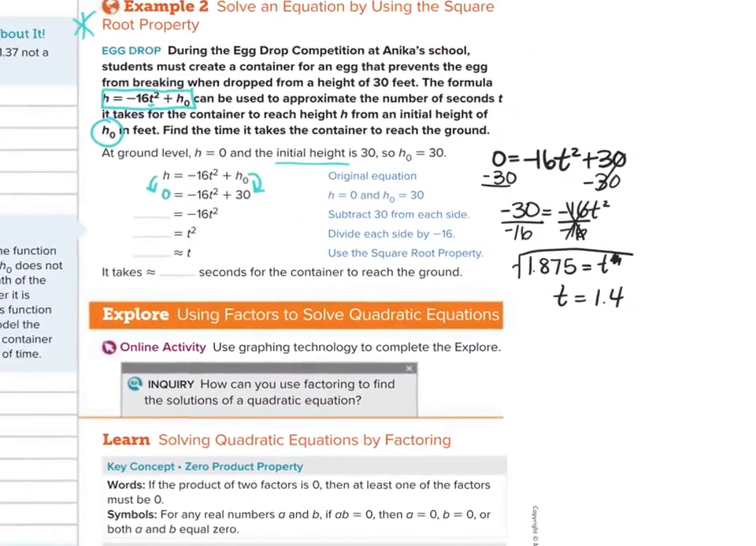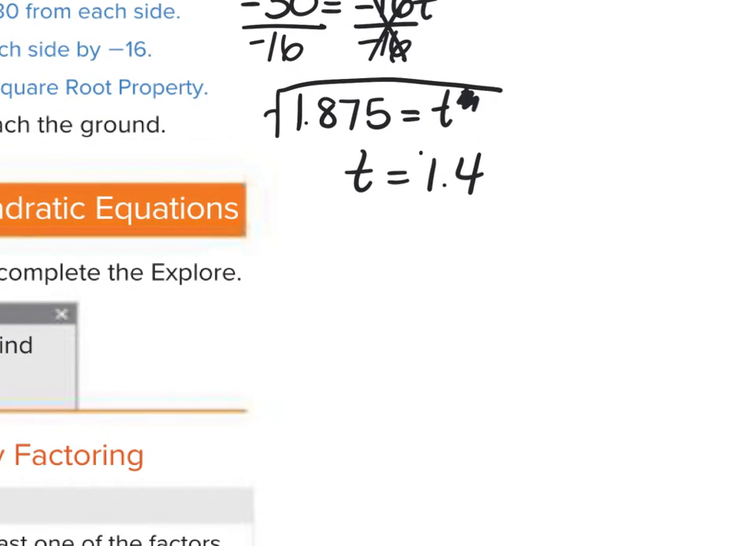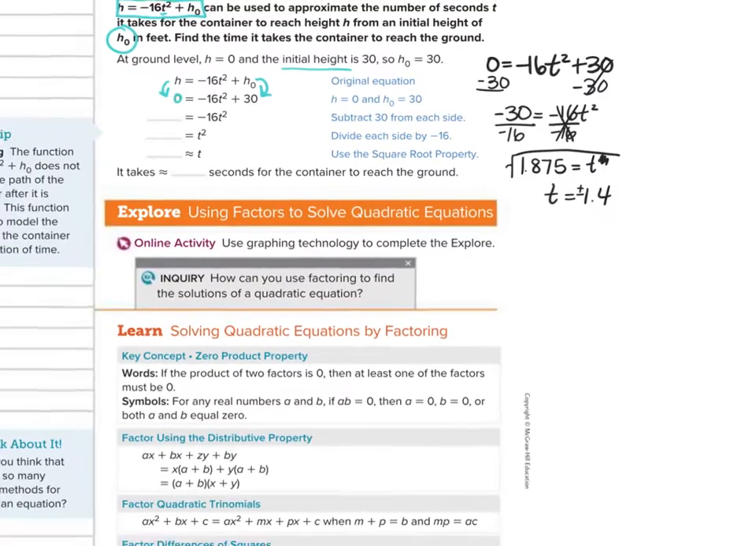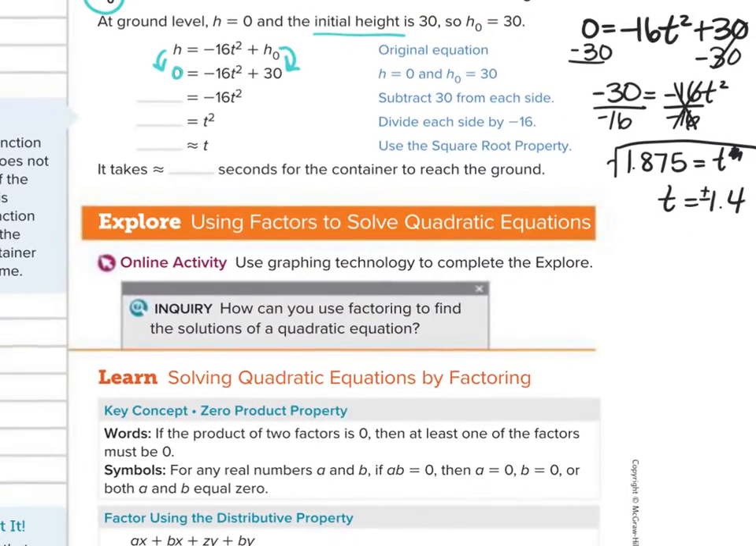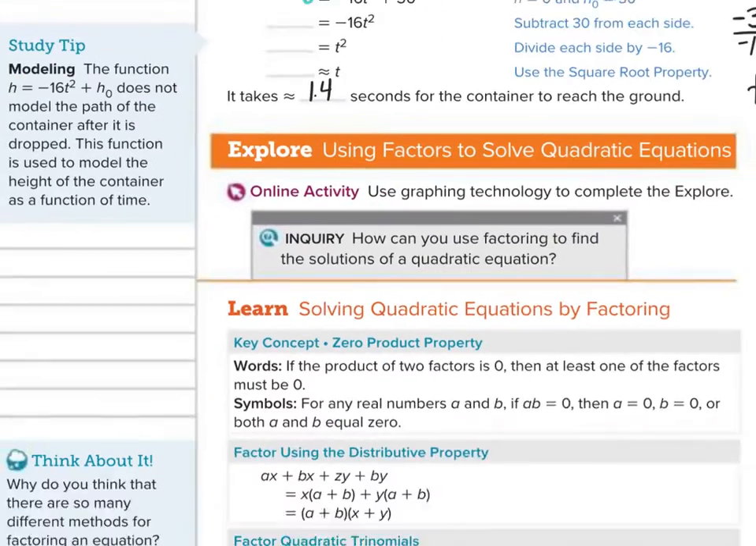That one is done, but I want you to think for just a second. Usually we put plus or minus. T is talking about seconds. So why can negative not be an option? Exactly. You can't have negative time. So I would just say t is about 1.4 seconds. Okay.